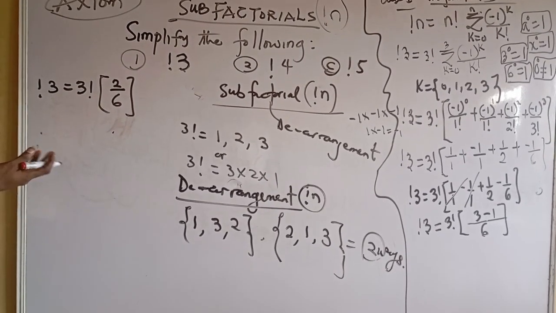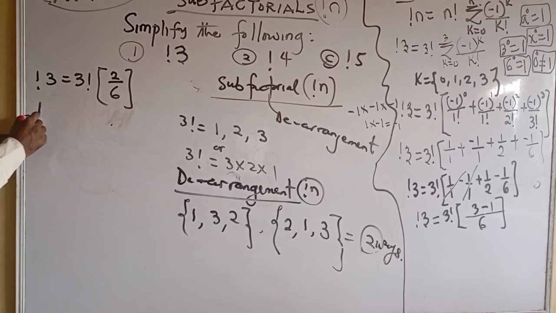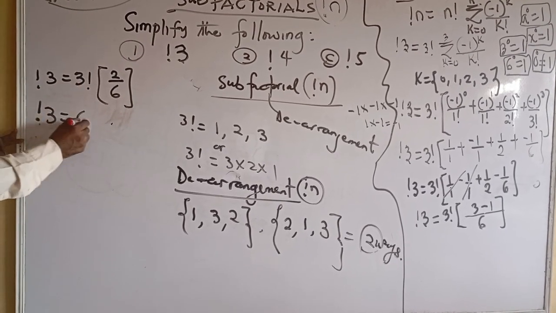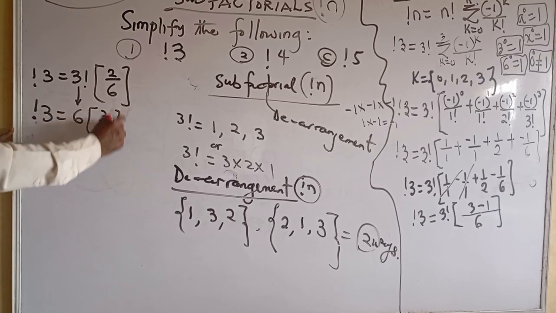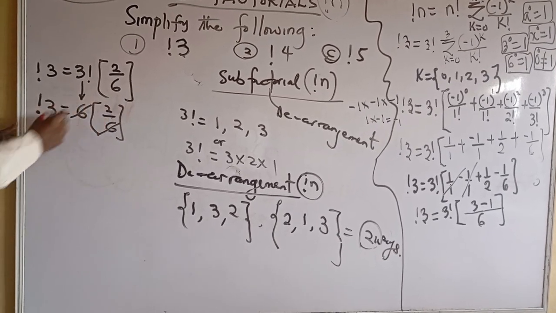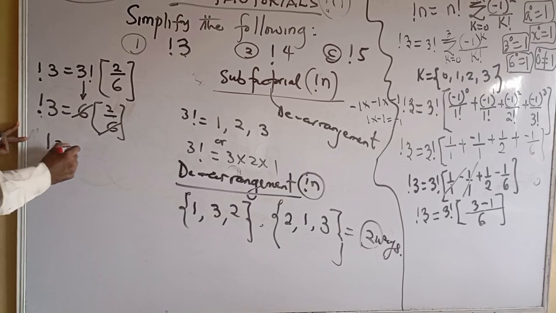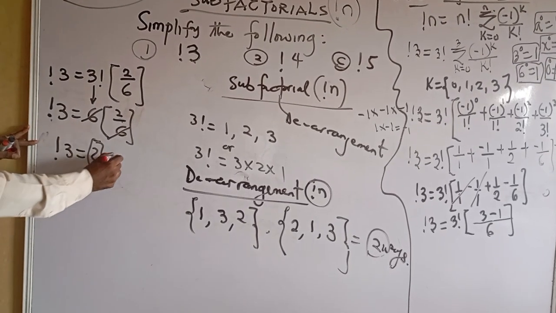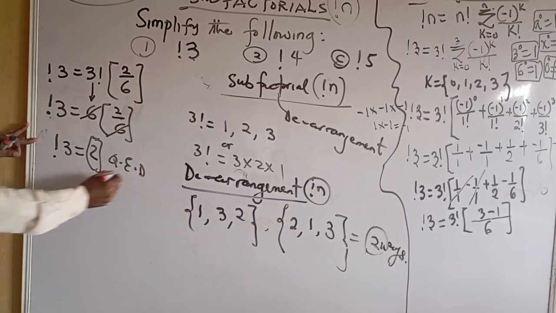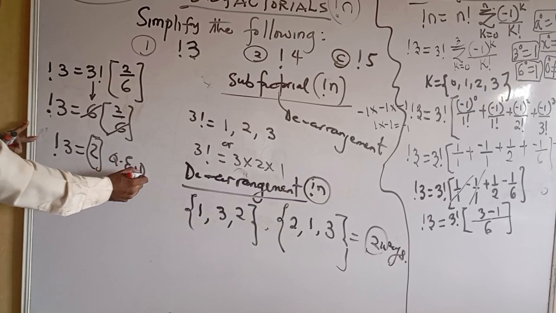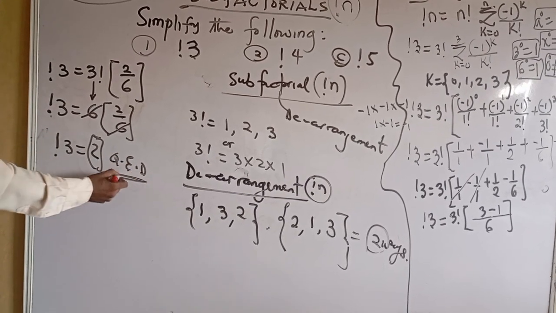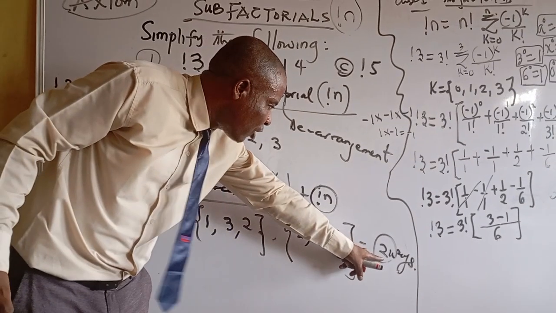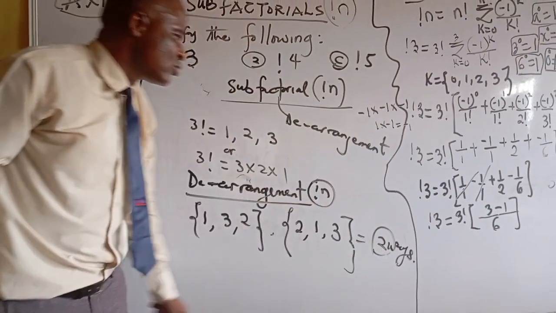Finally, the answer has come. Sub-factorial 3 equals to 3 factorial, which is 6, bracket 2 over 6. 6 cancels 6. The remaining answer, sub-factorial 3 is 2. This is QED, quod erat demonstrandum. It has been done based on the first method we used.